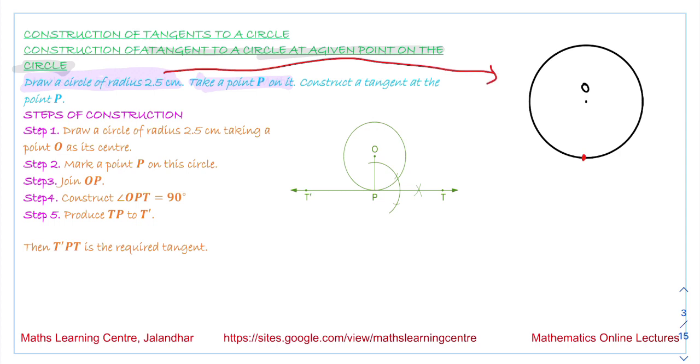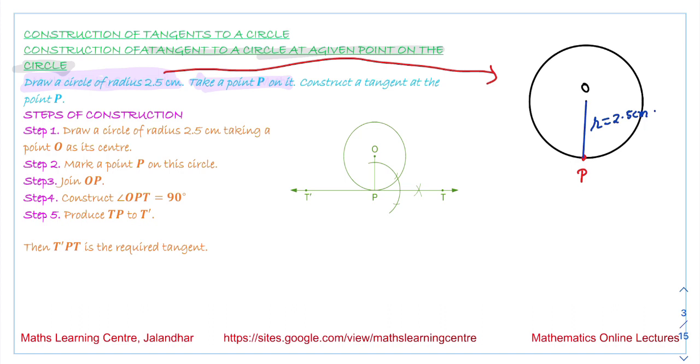Now suppose this is the point P where we want to draw the tangent. The first step is we join the points O and P. This is the radius of the circle, and it is equal to 2.5 centimeter. Now by the property of the tangent we know that the tangent should be perpendicular to the radius. So we draw a line at an angle of 90 degree at the point P to this line OP.